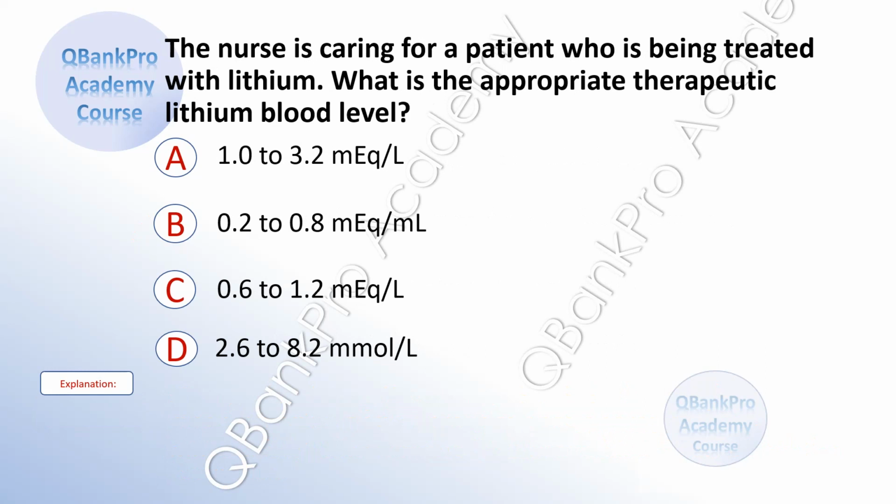What is the appropriate therapeutic lithium blood level? A. 1 to 3.2 milliequivalents per liter. B. 0.2 to 0.8 milliequivalents per liter. C. 0.6 to 1.2 milliequivalents per liter. D. 2.6 to 8.2 millimoles per liter.